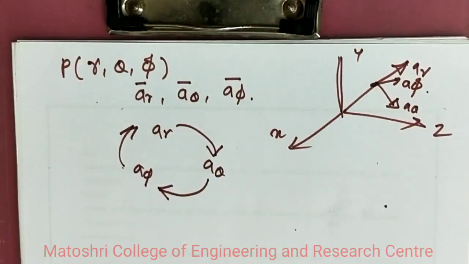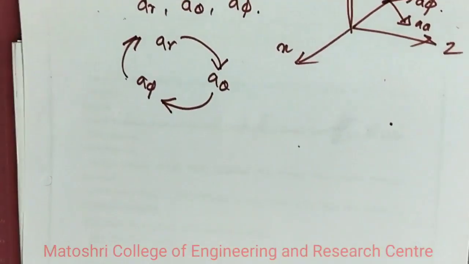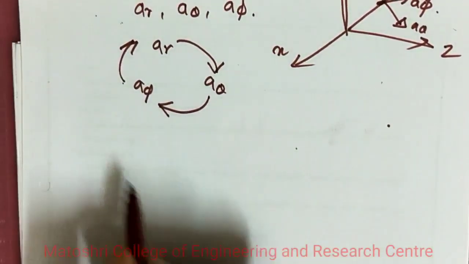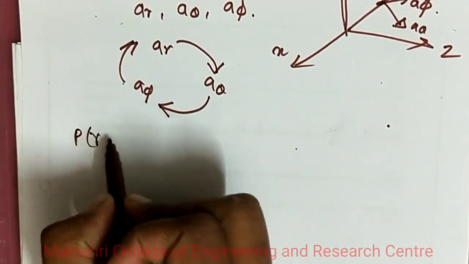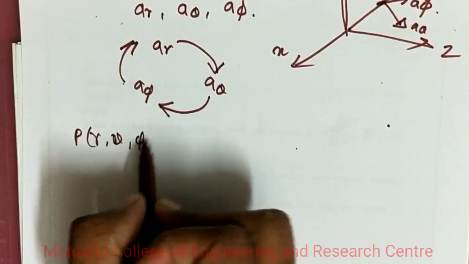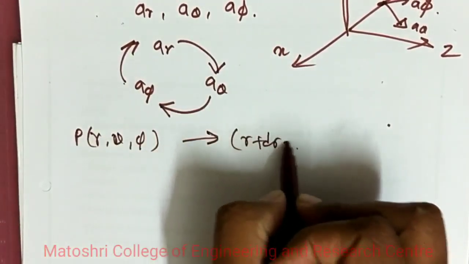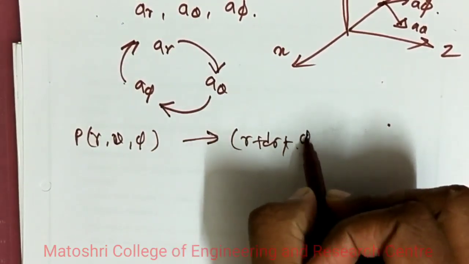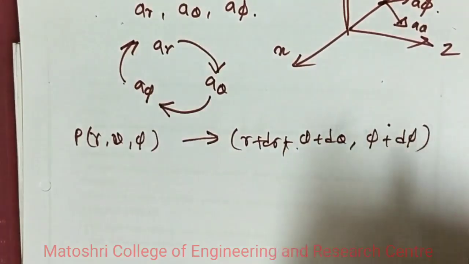If you are moving opposite to the arrow, then it will be negative. Now we will move further and consider the differential volume, or differential element, in a spherical coordinate system. For the differential element, vary the coordinates of point P by differential amounts, that is, r is varied from r to r plus dr, theta from theta to theta plus d theta, and phi from phi to phi plus d phi.